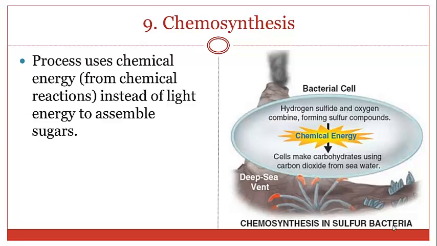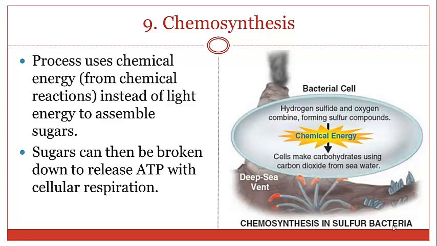You can see up here that we're taking hydrogen sulfide, oxygen, and forming sulfur compounds. We are then using those chemical reactions, the energy generated during those reactions, to make food, sugars, to form the base of the food chain.